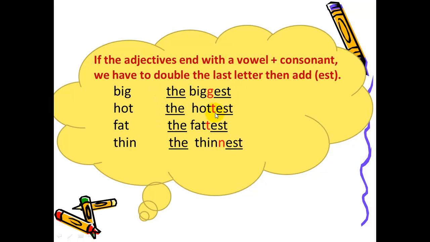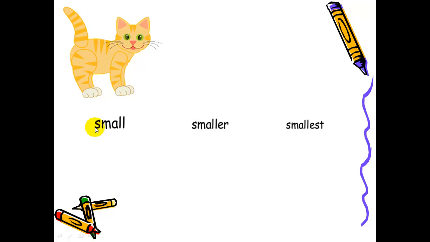Okay, here hot, because we have one vowel plus one consonant, I'll double the consonant, then add est. One vowel for fat plus one consonant, I'll double the consonant, plus est. It will be fattest. And the last one, thin, I have one vowel plus one consonant, I double the consonant, then add est.